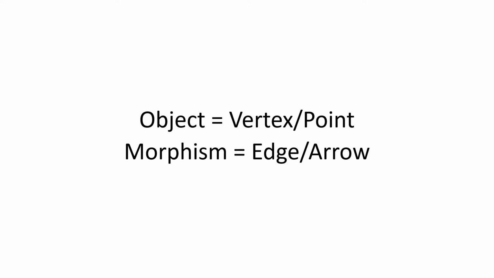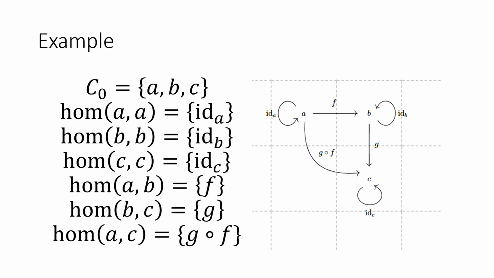When we reason about categories, we often visualize a category as a directed graph, where objects are drawn as vertices and morphisms as edges. For example, here is a category of 3 objects. You can see that for each vertex there is an identity arrow, and whenever there is a path from one vertex to another, there is a direct edge representing the composite morphism.